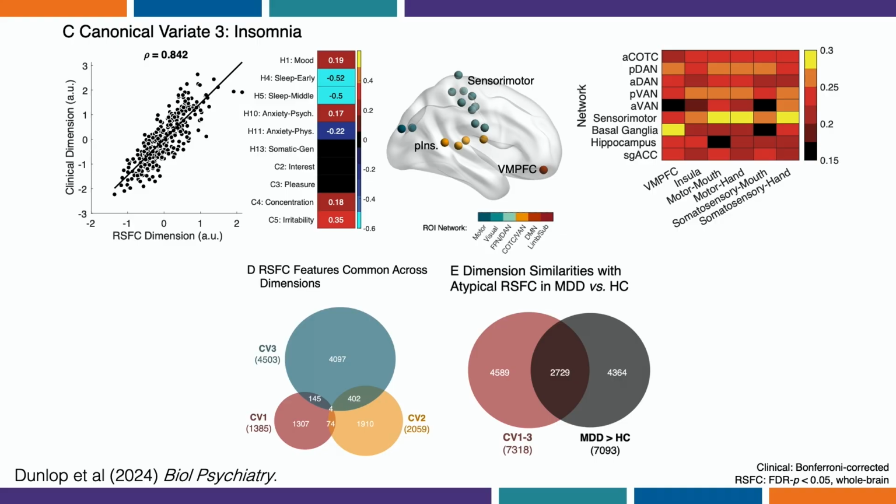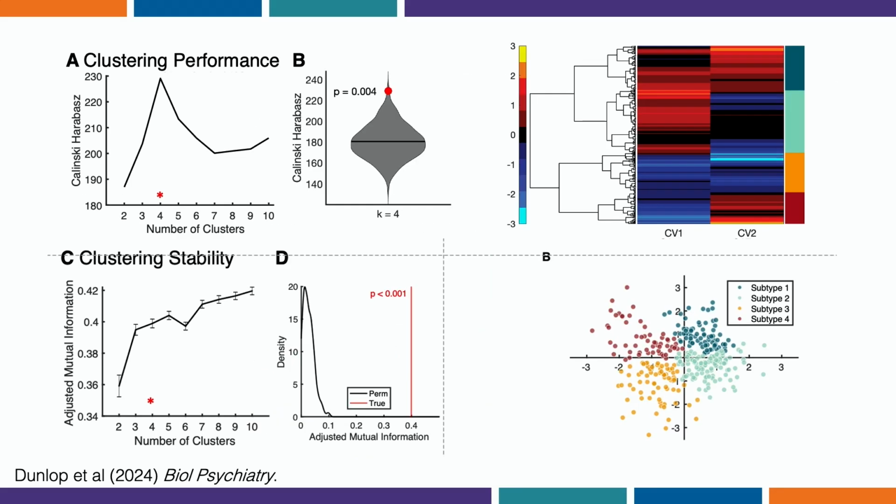Now that we have shown the continuous dimensions explaining co-occurring symptoms, we next sought to use those dimensions to define categorical subgroups and evaluate the stability and robustness of those subgroups. In this case, what we were able to find was basically that a 4-cluster solution was stable. A 4-cluster solution as defined by the Calinski-Harabasz criterion was deemed to be the most robust, but only when we used those first 2 canonical variates, the first 2 dimensions.